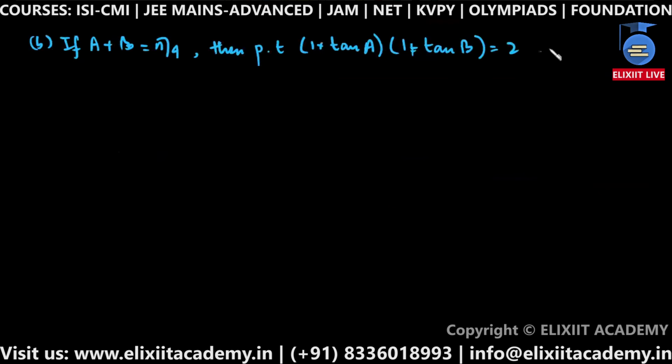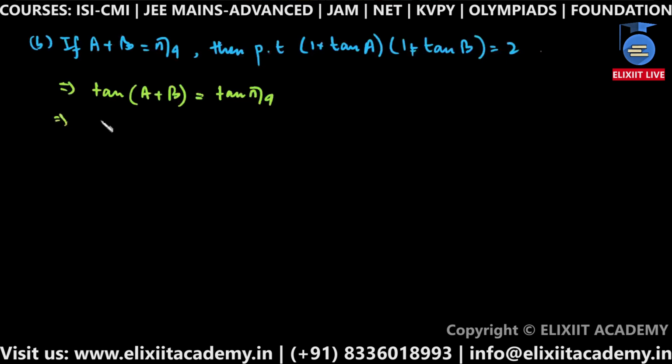Prove this. Okay, let's discuss this. A plus B is given to be pi by 4. You have to prove that 1 plus tan A into 1 plus tan B is equal to 2. Same thing, you have to bring it in terms of tan. So it's better, it's given to be A plus B, which is pi by 4. Take tan on both sides, that's all. Your problems will be easily solved.